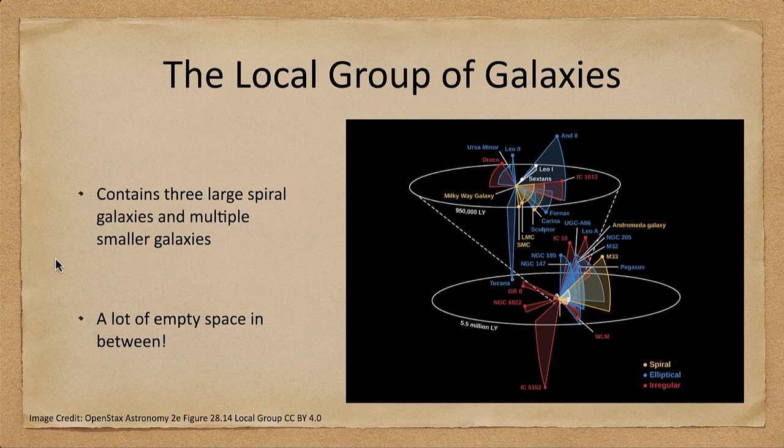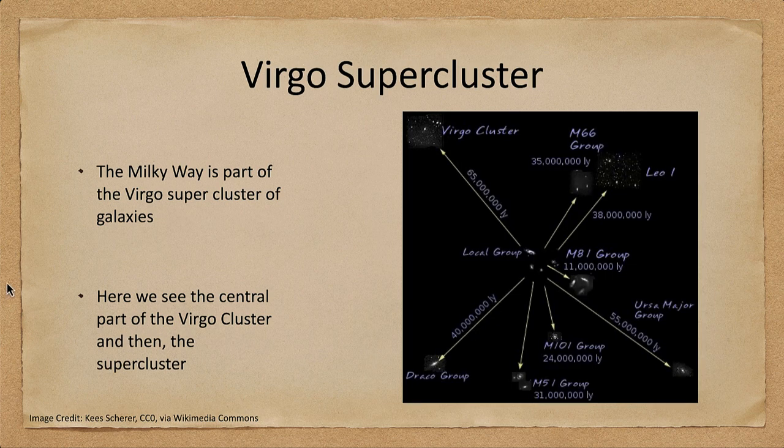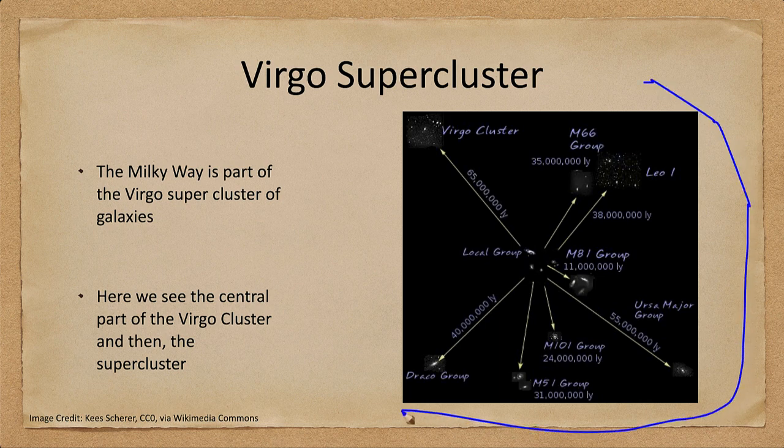Now we can move out even further and look at some clusters of galaxies. This is the Virgo cluster of galaxies. So here we're seeing a much larger cluster, and in fact even just the central portion of that cluster. We can go out beyond that and look at the supercluster. So galaxies cluster, now there's our local group, and we have the Virgo cluster over here that we looked at, but now we have all of these others as well, which are also part of our local supercluster of galaxies.